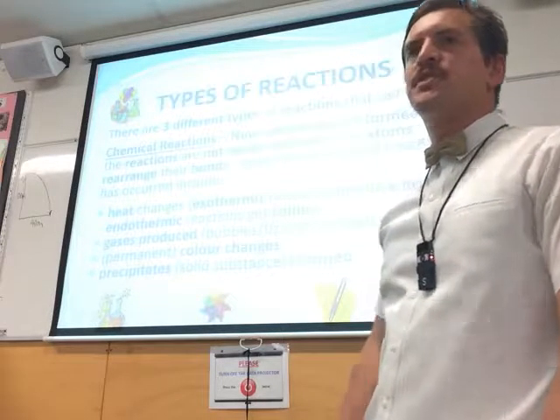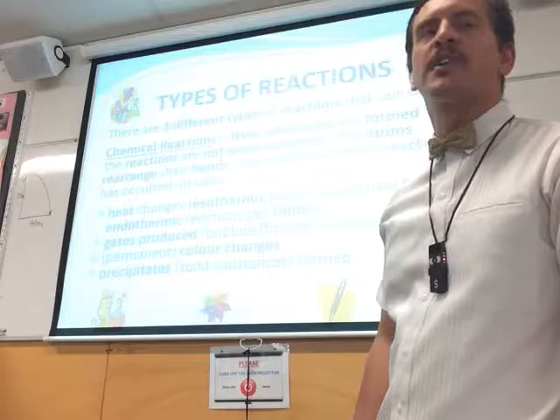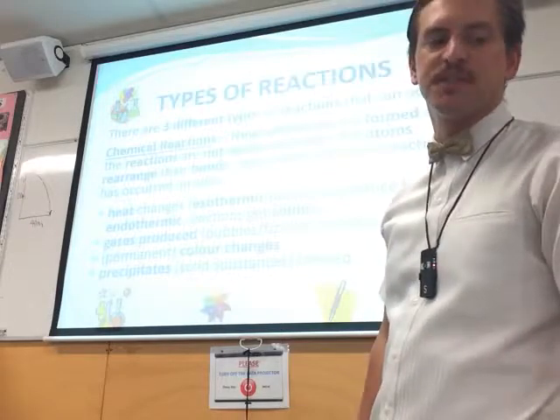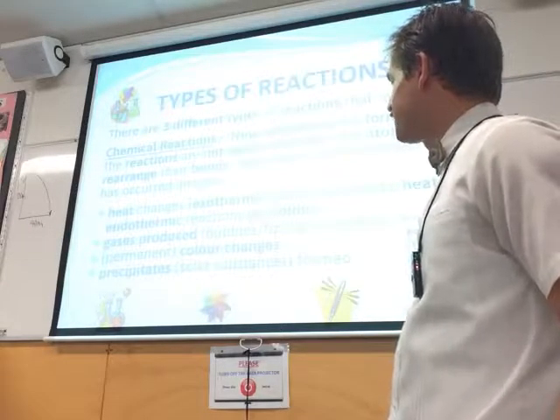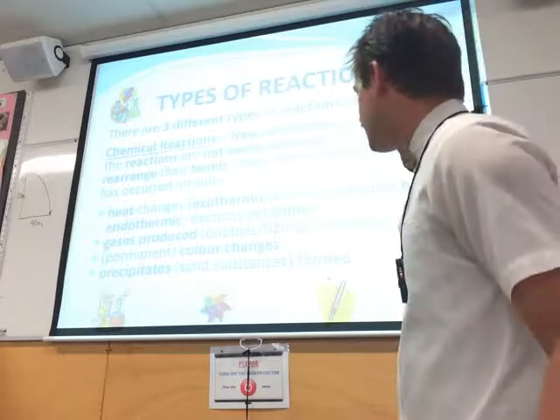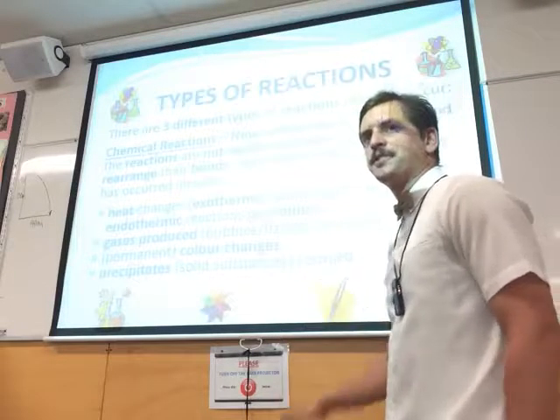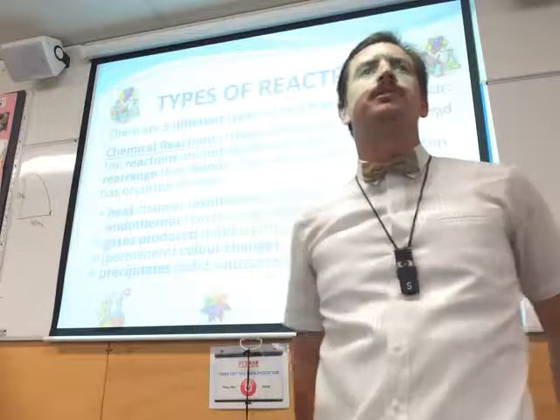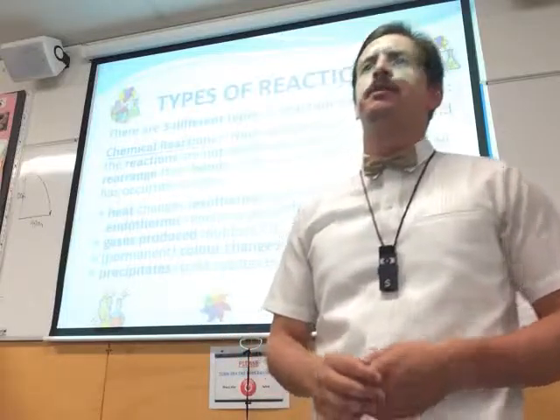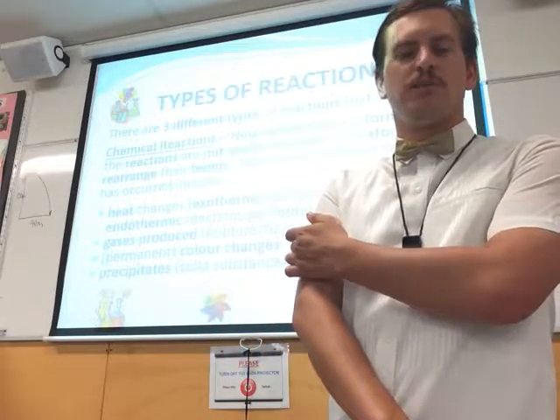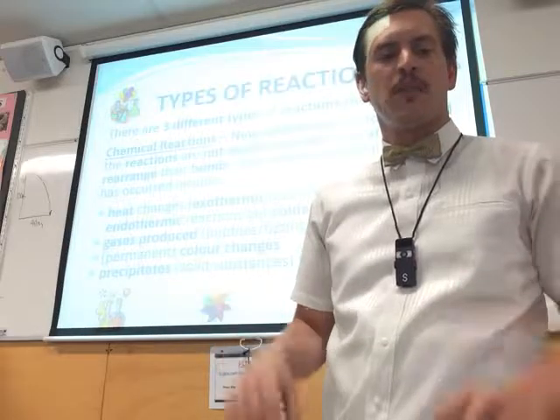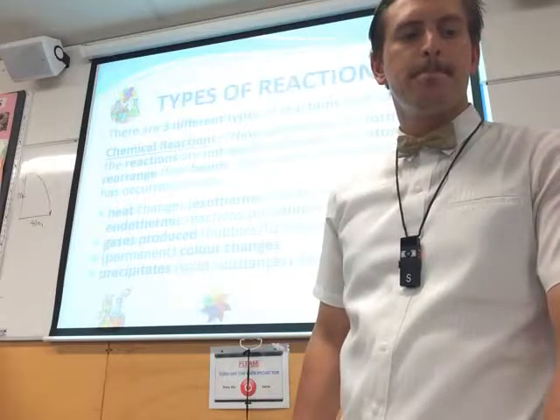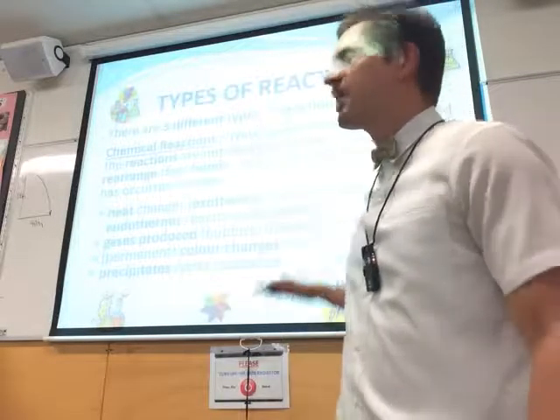Permanent color changes are a sign that a reaction has completed. And precipitates, as Coop and Riley said, that's when a solid substance forms from 2 liquids, or a gas in the liquid. It's basically when you form a solid from 2 things that weren't solids before. So that's the Year 10 sort of stuff.